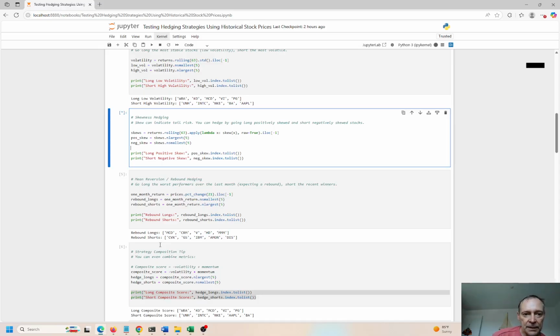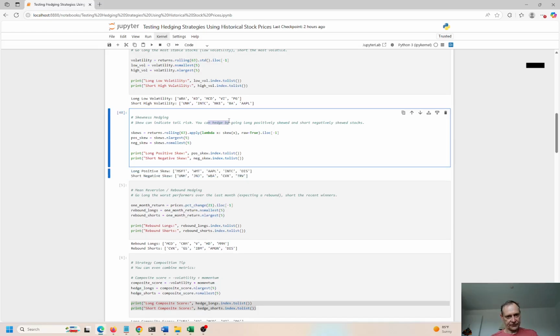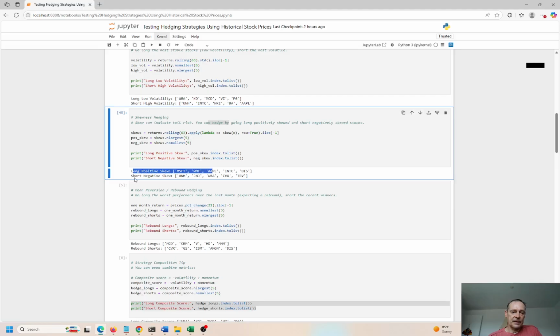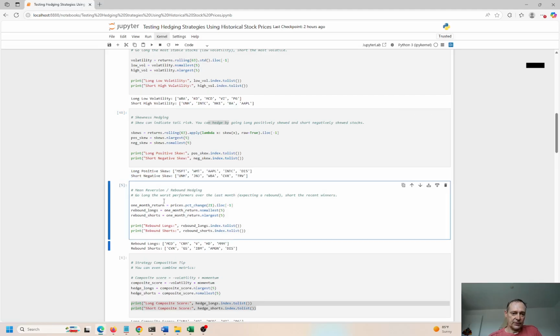Okay, and again, skew can indicate the tail risk, and you can hedge by going long positive skew and short negative skew, right? So long positive skew has a long tail to the right, negative skew is a long tail to the left, right? When you have a normal distribution, all the stocks kind of fall into a bell-shaped curve, more or less. But if you have a big skew to the right, you're going to have a long right tail, and big skew to the left, you're going to have a long tail to the left. Okay, so here's the positive skew. We go long these stocks and then short the negative skew. Okay, so I think we're in a good spot.